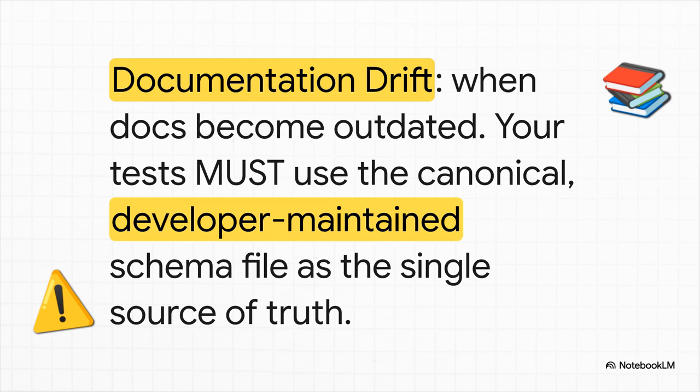So your tests are happily validating against an old schema, giving you a green light while the actual API in production is already broken. This is why it is absolutely critical that your tests use the one true canonical schema file that the developers themselves are maintaining. It has to be the single source of truth for everyone.